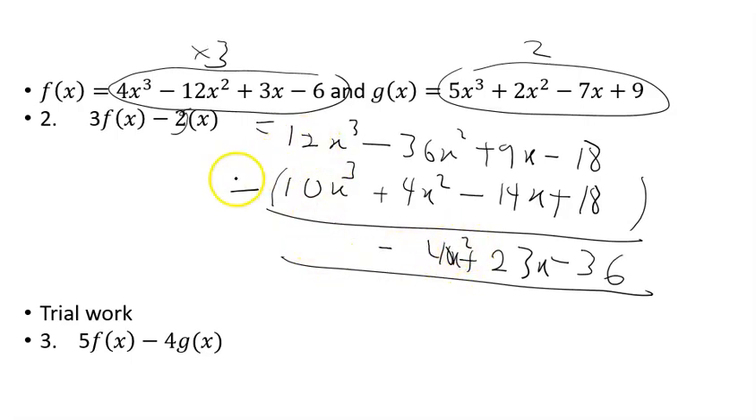And lastly, 12 minus 10 is what? 2s cubed. As simple as that. This is minus 40s squared. So this is another example. You can try this at home. Define 5f of s minus 4g of s. Try it at home.